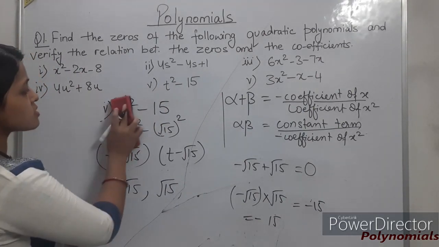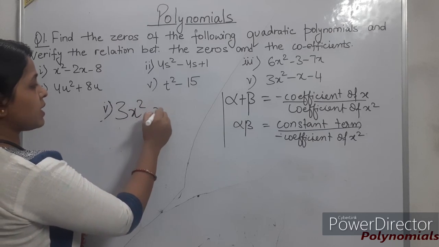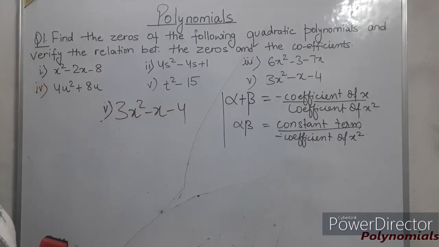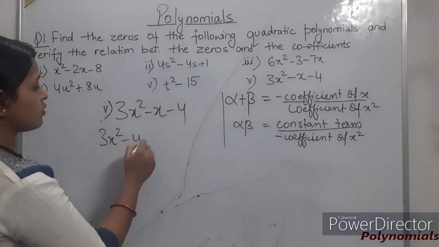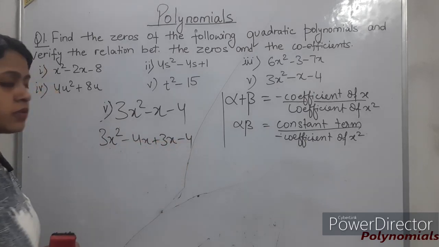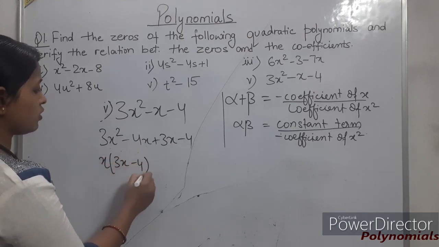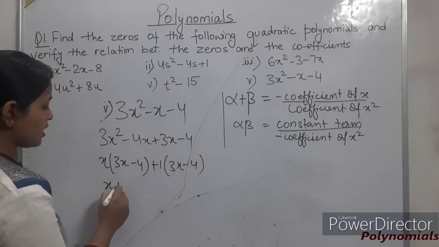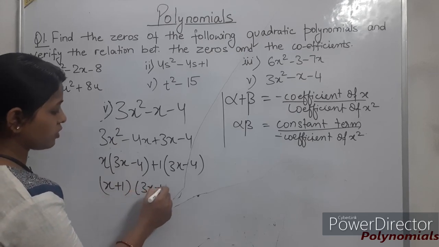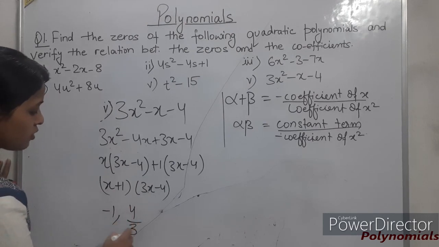Now let's see the last question. The last question is 3x square minus x minus 4. So how we can convert it? 4 into 3, 12. So we can write it like 3x square minus 4x plus 3x minus 4. Okay. Now we can take x as common. We can write x plus 1, 3x minus 4. So what are the zeros we see? x plus 1 and 3x minus 4 are our required solution. So one zero is minus 1 and the second zero is 4 by 3.